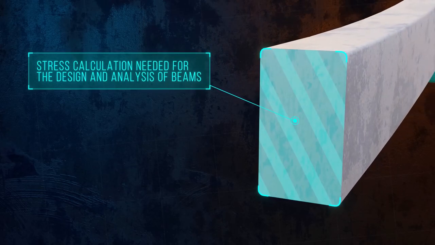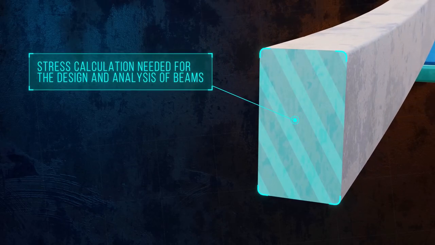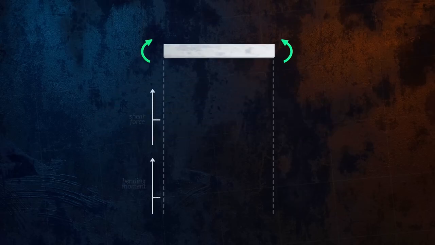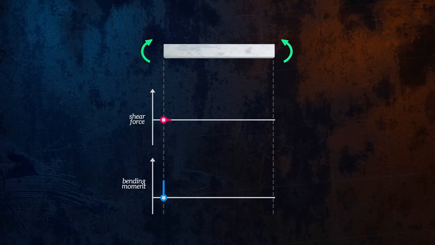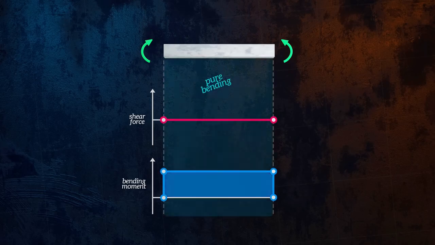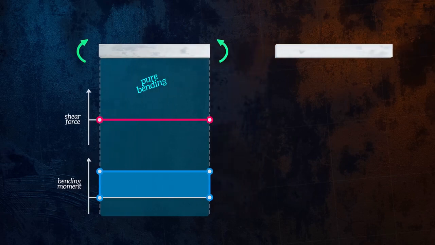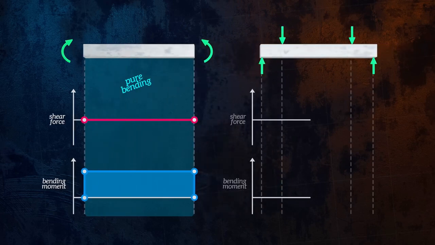To keep things simple, we'll consider a case of pure bending. A section of a beam is said to be in a state of pure bending when the shear force along it is equal to 0, and so there is a constant bending moment along its length, like there is for this beam loaded by 2 moments. We also have a case of pure bending over the middle section of this beam, where the bending moment is constant.